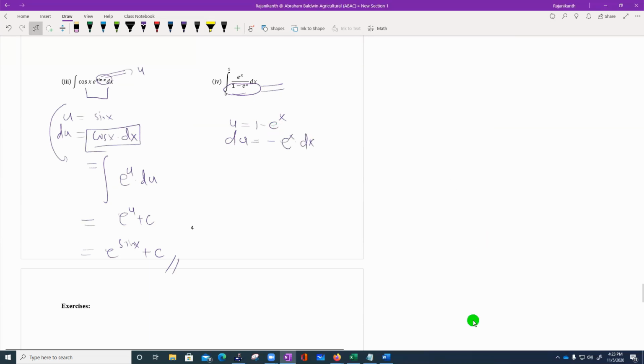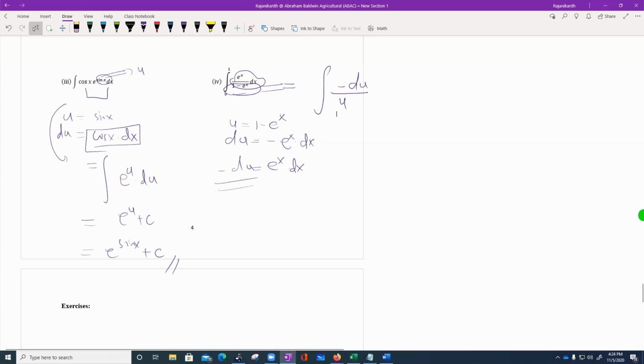Now, you don't need to find dx by itself. You already have here e to the x times dx. So for e to the x times dx, simply move this negative sign to that side. So e to the x times dx is nothing but negative du. So it is negative du in the numerator over my denominator, which is now 1 minus e to the x, which is simply u.